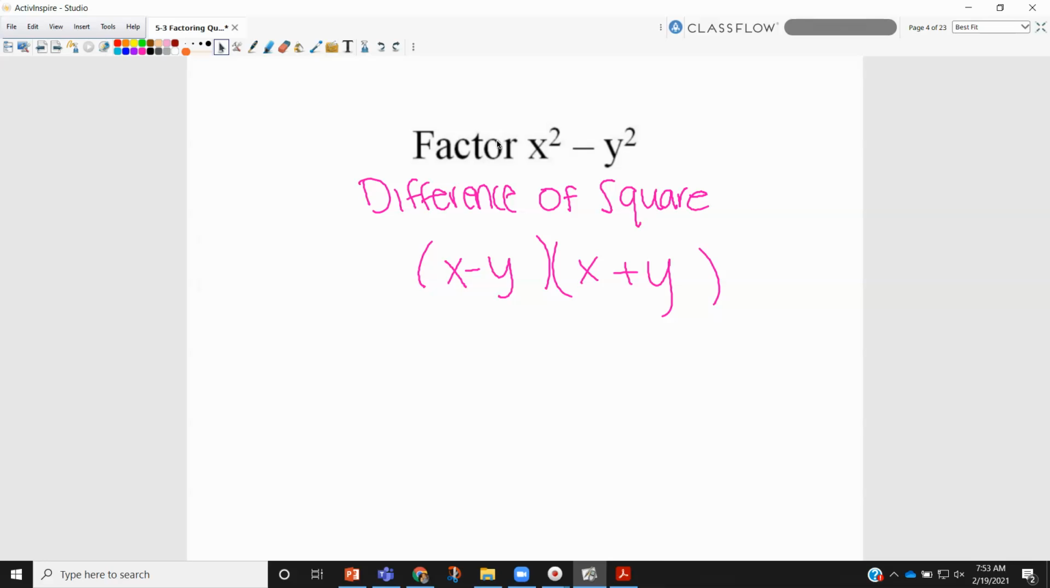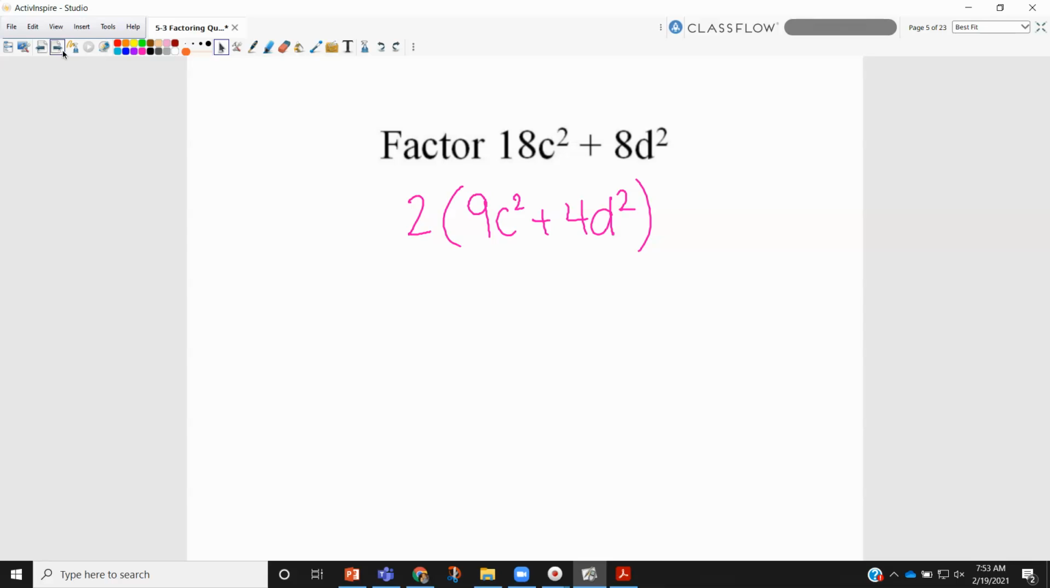X squared minus y squared was our difference of squares. So that was one of our special formulas. It always factors as x minus y, x plus y. So again, x squared minus y squared factors as x minus y, x plus y.